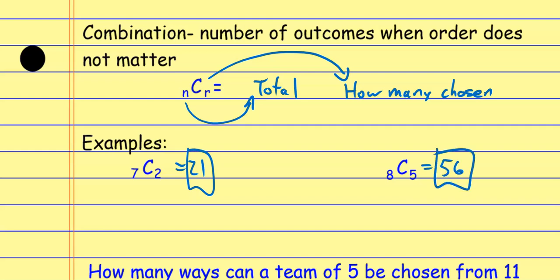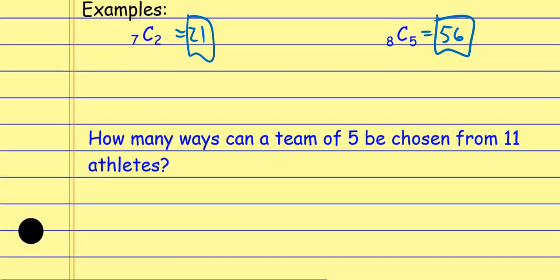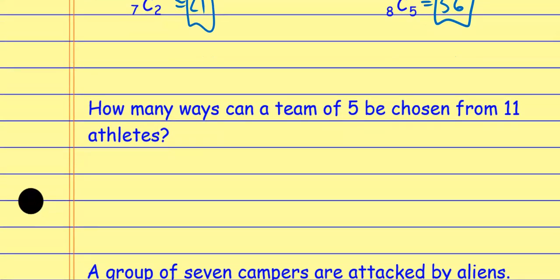So again, this is when we only care about what we get, not necessarily the order in which we get it. That's when we use a combination. For example, it says, how many ways can a team of 5 be chosen from 11 athletes? So if we're choosing a team, let's say it's me, you, a friend, and 3 other friends, does it matter if I get chosen, then you get chosen, and then those same 3 friends? Or if the 3 friends get chosen, then you, then me? Does it change the team? Does it give us a different result?